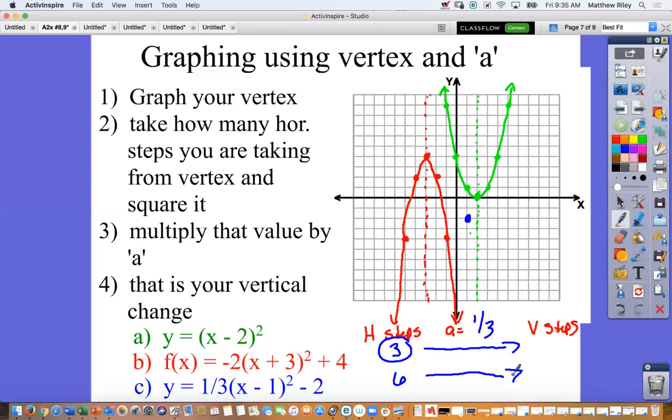Okay, so who can tell me if I took 3 horizontal steps, how many vertical steps did I have to take? 3. So 3 squared is 9 times your a value. 9 times 1/3 is 3. So with that said, if I take 6 horizontal steps, how many vertical steps do I have to take? 12. So if I go 1, 2, 3, I have to go 1, 2, 3. If I took 6, 1, 2, 3, 4, 5, 6, then I have to go 12. And that's what that's going to look like.